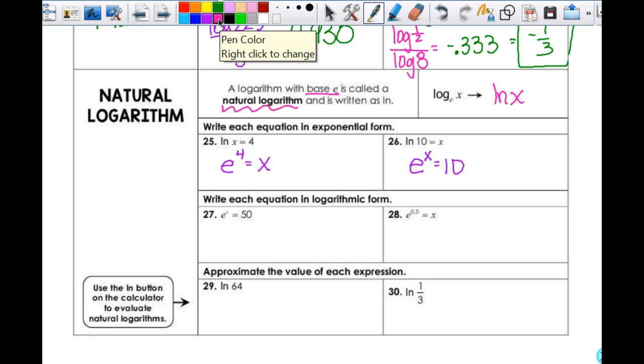Then for 27, we're going to write them in log form. So this is log base e, which is just the natural log of 50 equals what? Is that an x? I can't tell. x. Okay. Up here, the tiny ones, they just look like blobs. I can't tell what it is. Then this would be natural log of what? x equals 0.5. So you just got to make sure you can put the exponents in the correct places, that you're going around the little circle there.